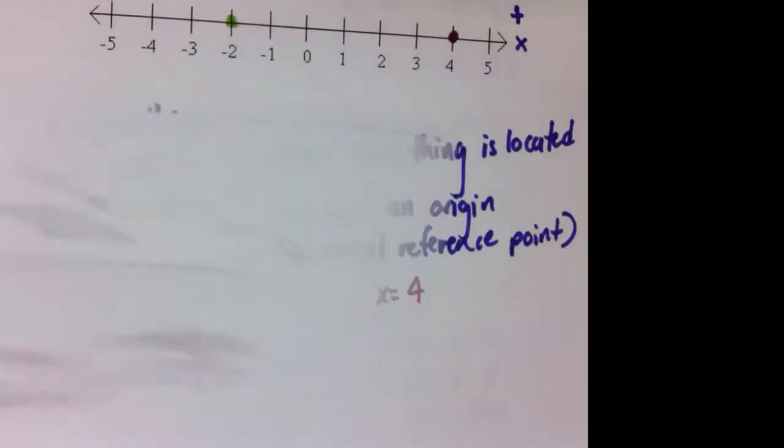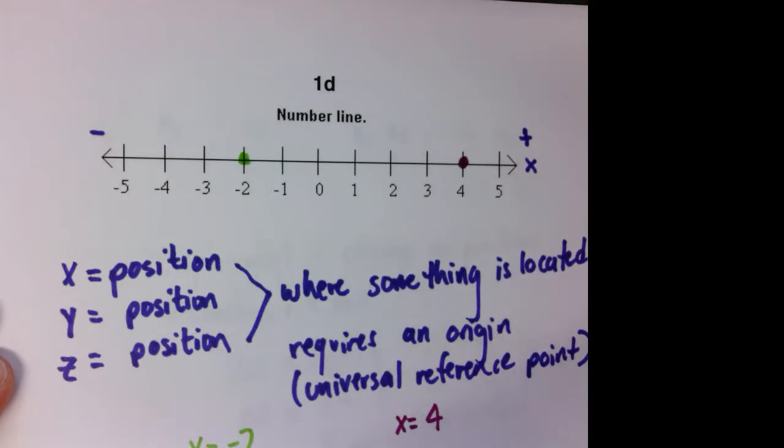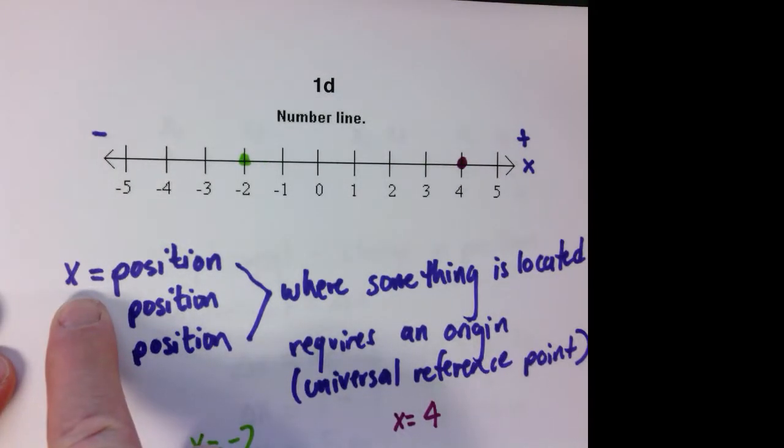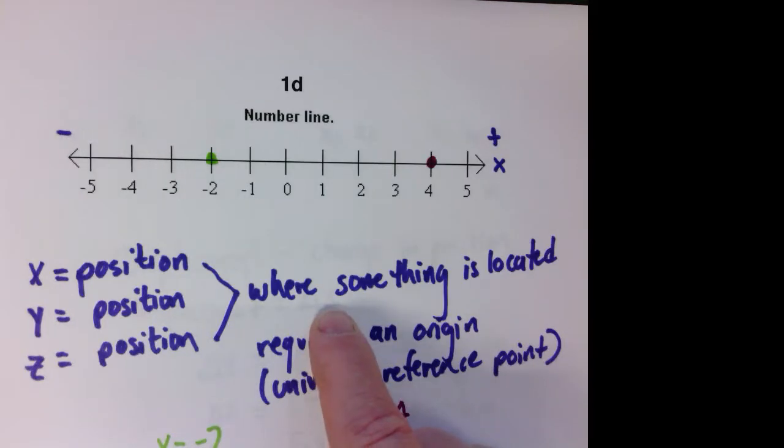Exploring position a little bit further, we have 3 dimensions as we learned about previously. Position is described by 3 coordinates, x, y, and z. And in physics, we treat each one separately. Position for all of these is where something is located. It does require an origin, and that origin we could also refer to as a universal reference point.